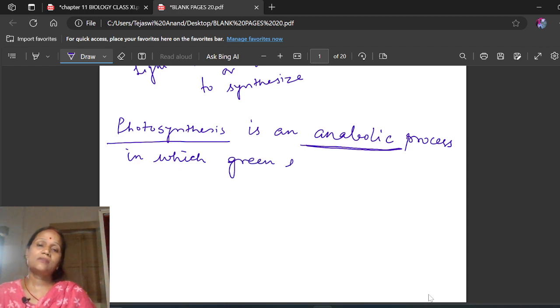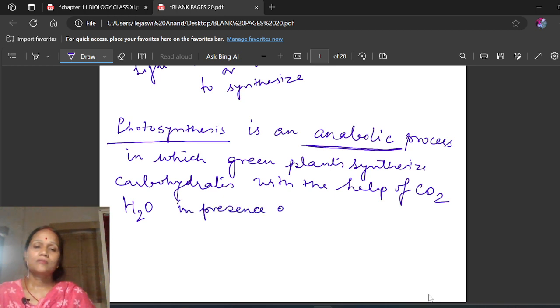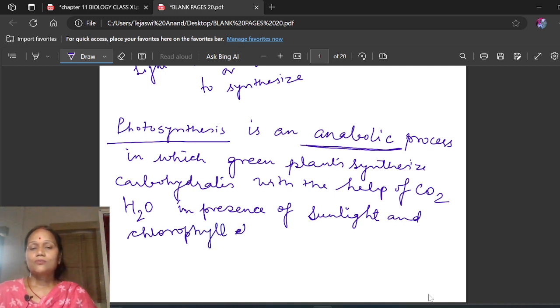Green plants synthesize carbohydrates with the help of carbon dioxide, water, in presence of sunlight and chlorophyll. So this is the reaction. This is the definition of photosynthesis.